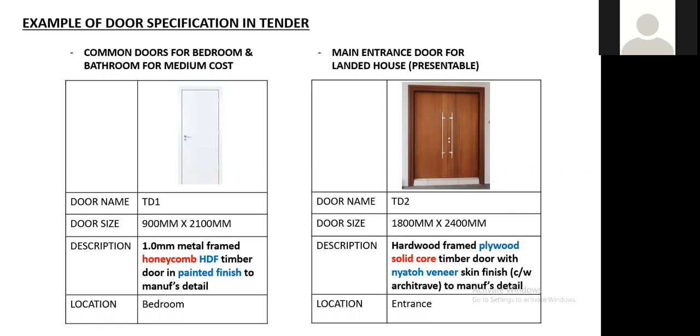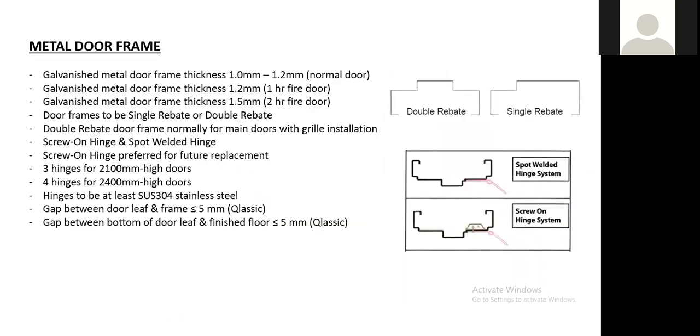Okay. So door frame, metal door frame. We have a few types, and a few things to take note of. For galvanized metal door frame thickness, normally it's 1 to 1.2 mm for normal doors. For smaller, shorter door frames or common doors you can use 1.0, and maybe for the main doors you can use 1.2.